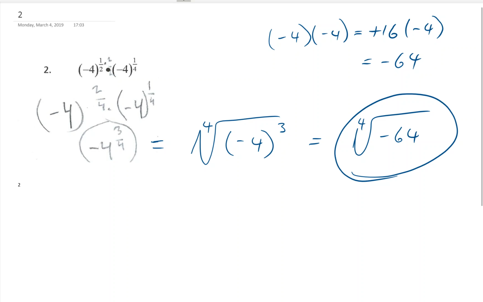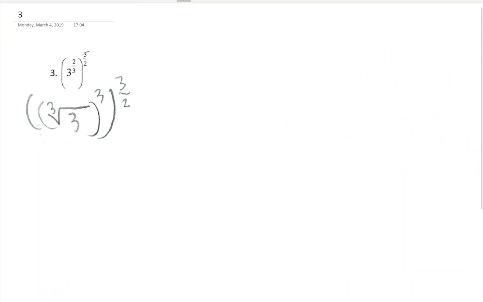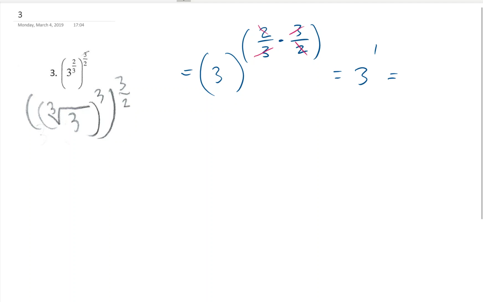Let's see. So here we go to problem number 3. What happens when you have a power outside of parentheses with something with a power? Basically you have 3 to the 2/3 power times 3 over 2. So what you wind up doing is multiplying these powers, and as you can see, you can cancel these guys out, cancel those out, and so you're left with 3 to the 1st, or just 3.